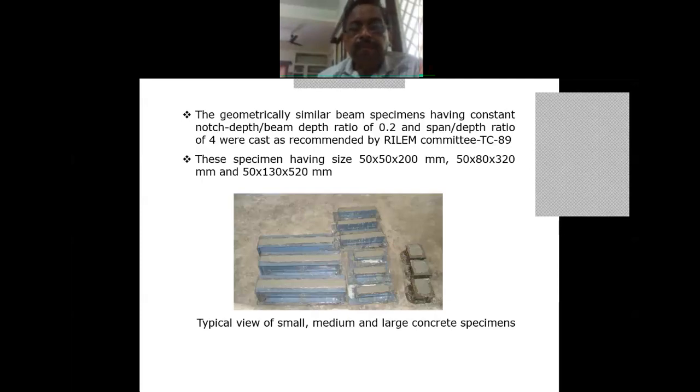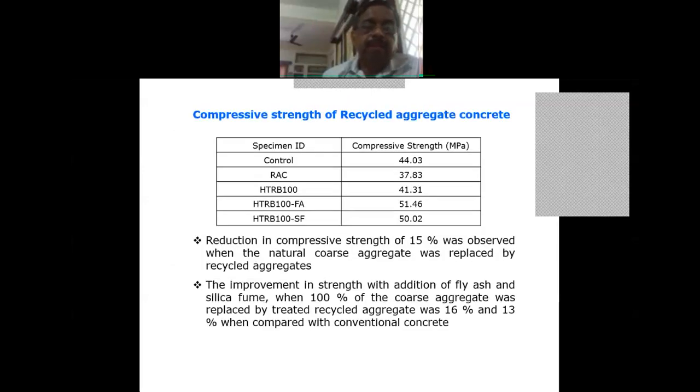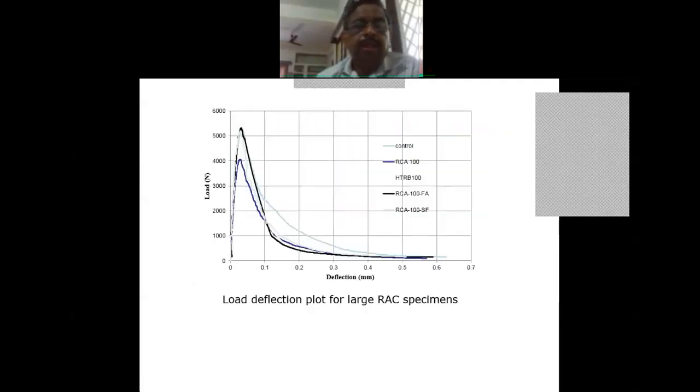So we have made the same concrete using the replacement, treated, and with fly ash and silica fume concrete. Then we checked the compressive strength as earlier, and we got a similar result: a reduction of 15% for RCA, heating and rubbing will improve it, and the fly ash and silica fume concrete will be much higher than the natural aggregate control concrete. But when we are studying the load deflection plot of those beams, these curves were obtained from a displacement control test, not a load control test.